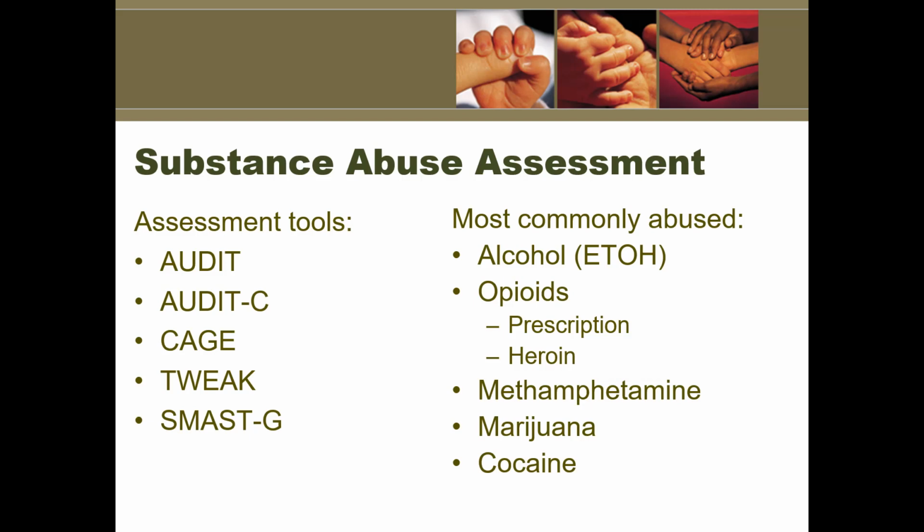So the AUDIT is the Alcohol Use Disorders Identification Test. The AUDIT-C is a 3-question version of the full AUDIT, and healthcare providers often start with the abbreviated version to screen for alcohol use and then move to the full AUDIT if the short version indicates a potential problem.